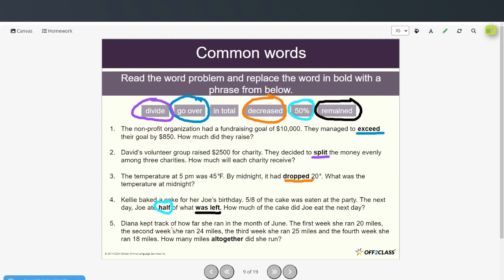And finally, Diana kept track of how far she ran in the month of June. The first week she ran 20 miles. The second week she ran 24 miles. The third week she ran 25 miles. And the fourth week she ran 18 miles. How many miles altogether did she run? That would be how many miles in total did she run?